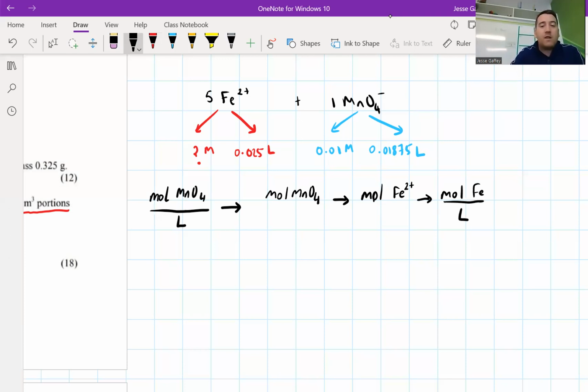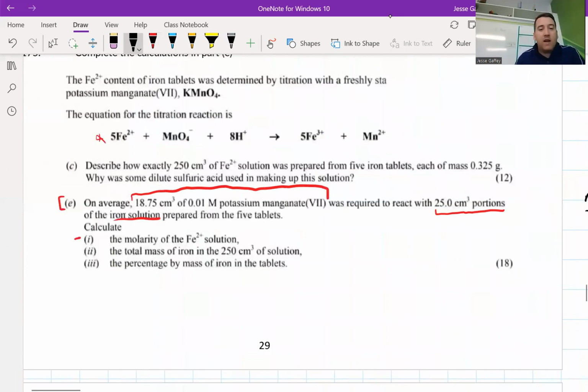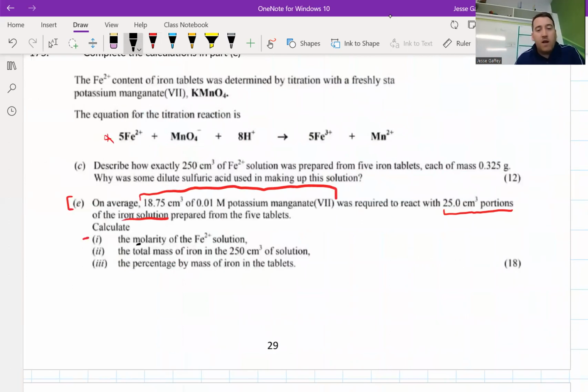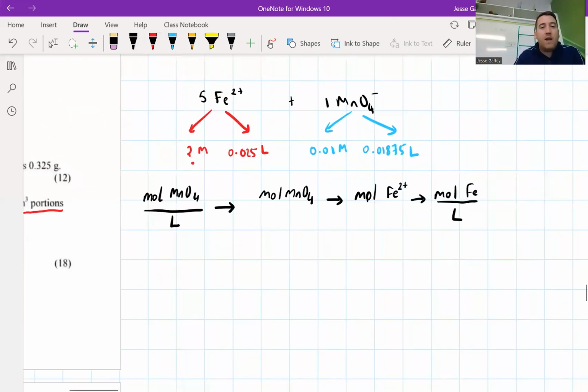Now let's go back to the question and show how we've just planned that out. What we wanted to find is the molarity of the Fe solution, moles per liter of the Fe2+ solution, which is exactly what we will end up with when we get to here. So this will be the answer to part 1. Pause your video now and work your way through that. You've got to get good at planning that through in your head.